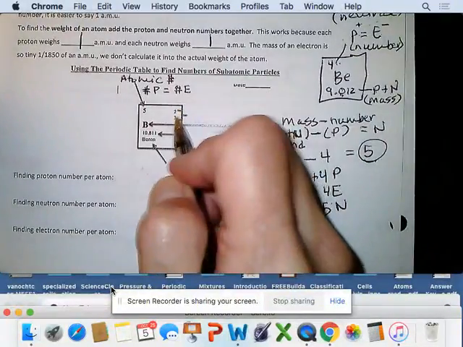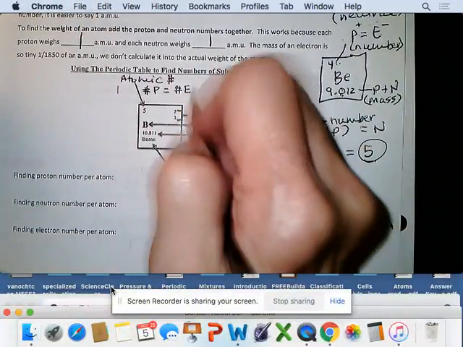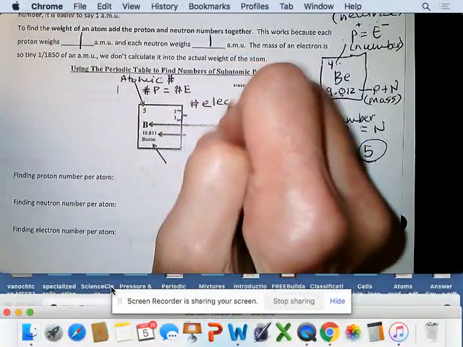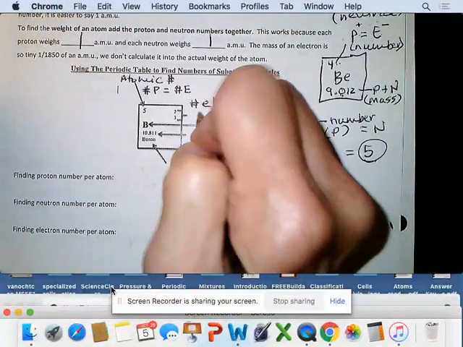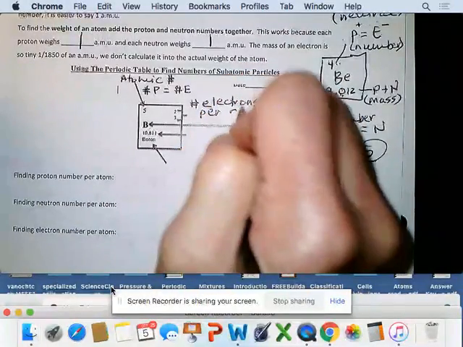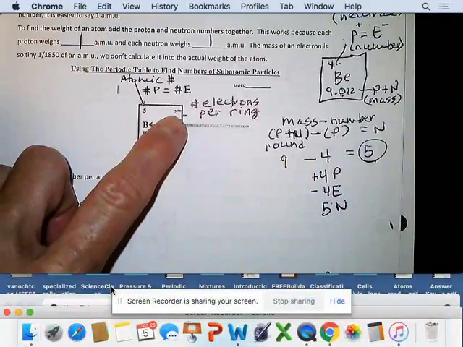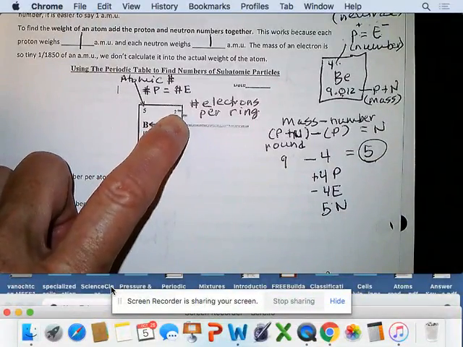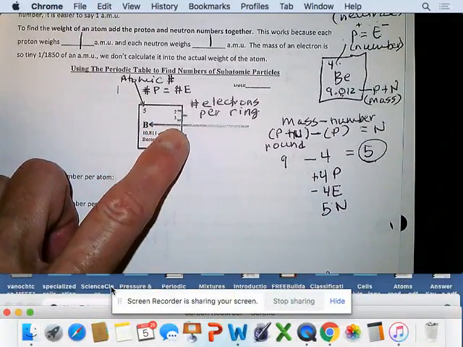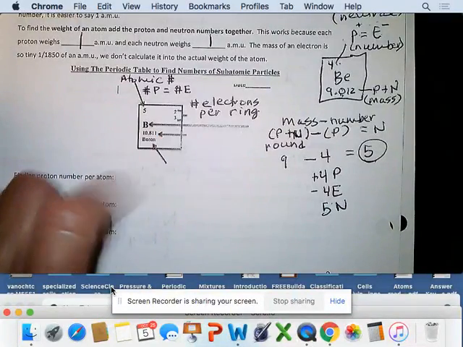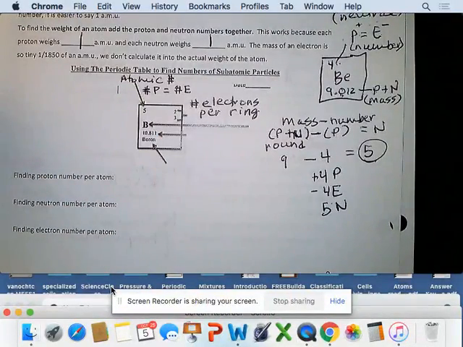Then this right here is going to tell you the number of electrons per ring. So what this is telling us is in the first ring closest to the nucleus, there's 2 electrons. In the second ring, there's 3. Make sure you're taking notes on this. Write it down. That's why we're supposed to label it. This will be a tool for you to help you do your homework.